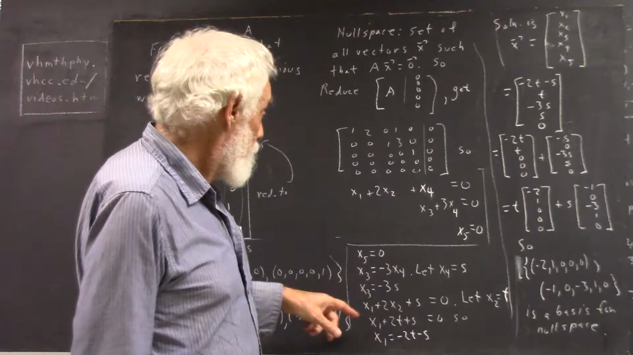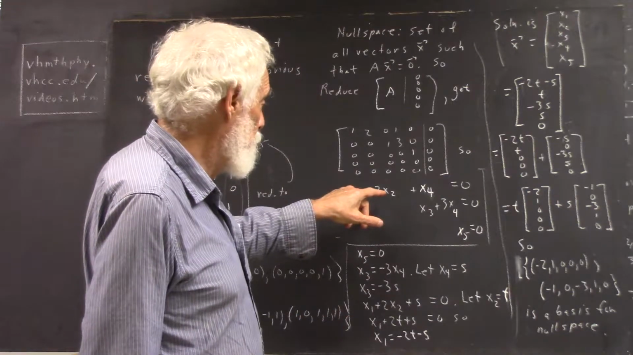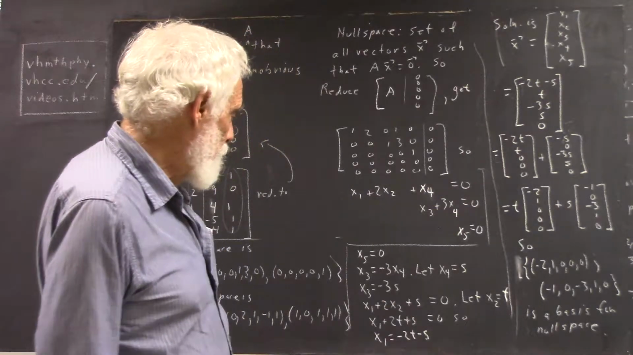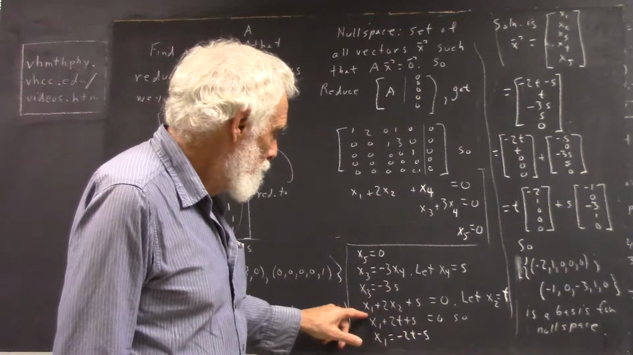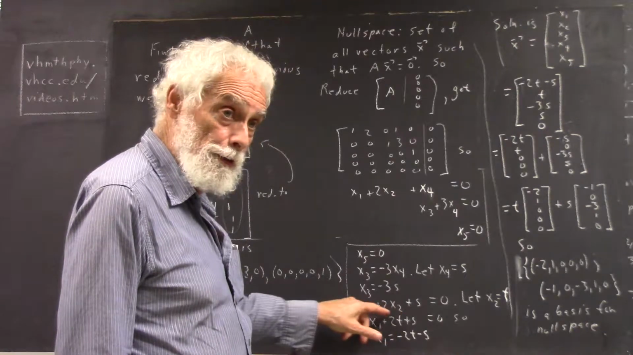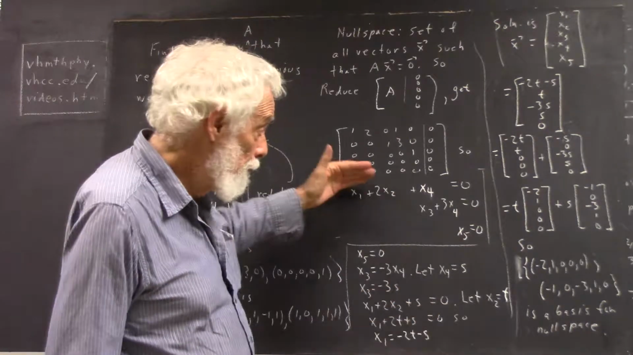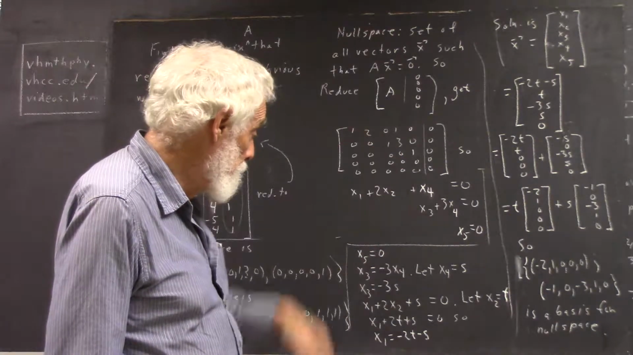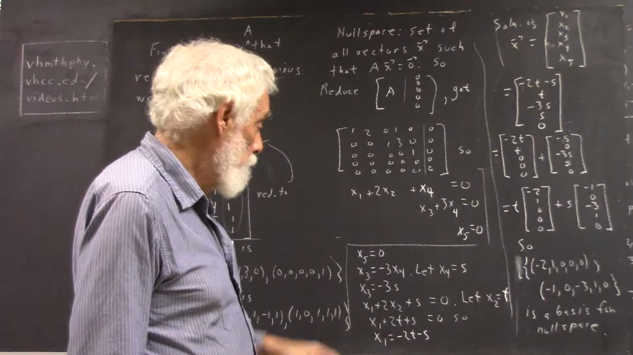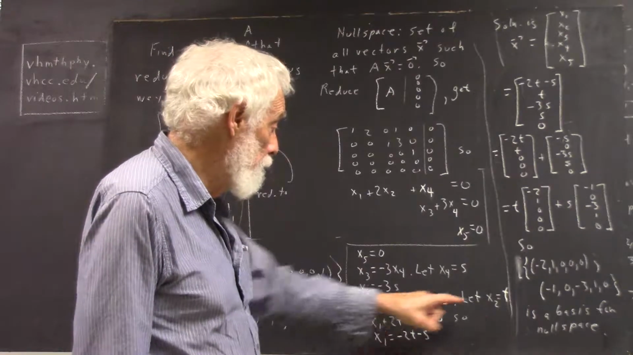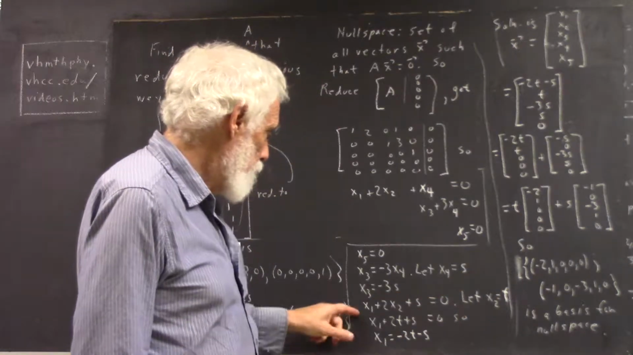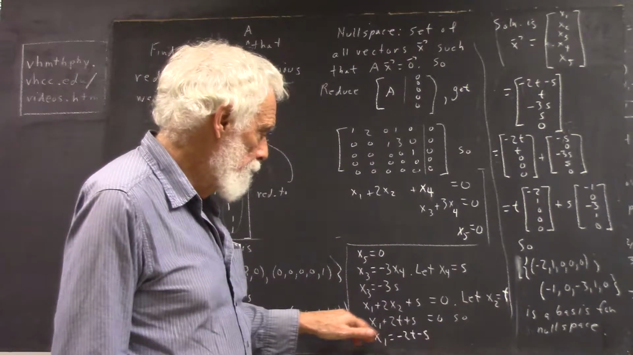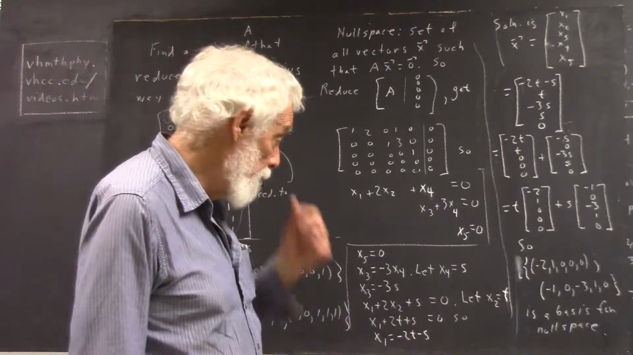Okay? Then the first equation becomes x1 plus 2x2 plus s equals 0. Okay? Well, we still have 2 unknowns here and only 1 equation. This is the last equation we've got. Out of the 3, we've already used this one and this one. So we have to have another free variable. We'll let x2 be that free variable. Let x2 equal t. Then this equation becomes x1 plus 2t plus s equals 0. And it follows that x1 is negative 2t minus s.